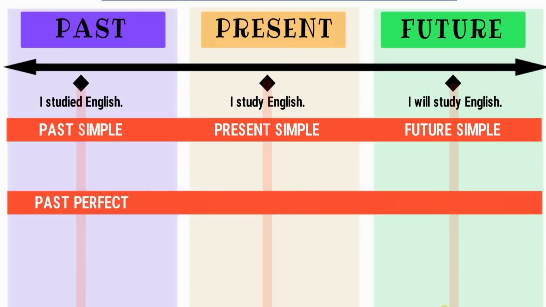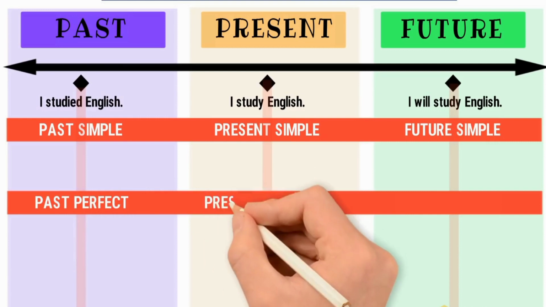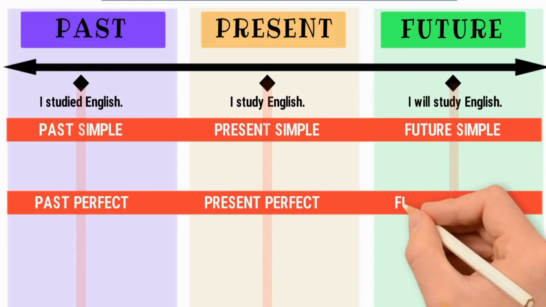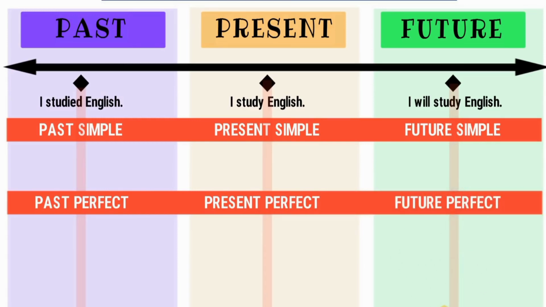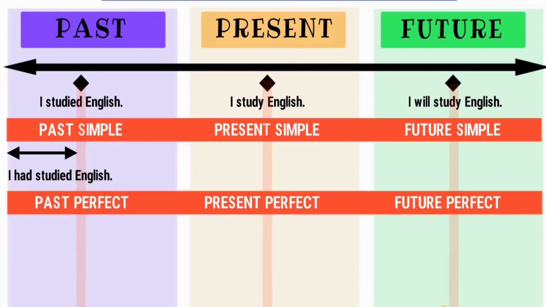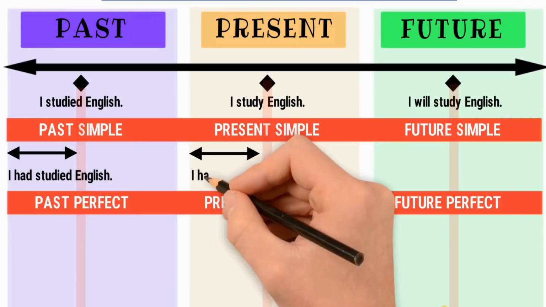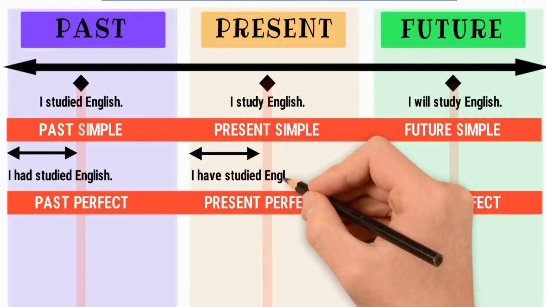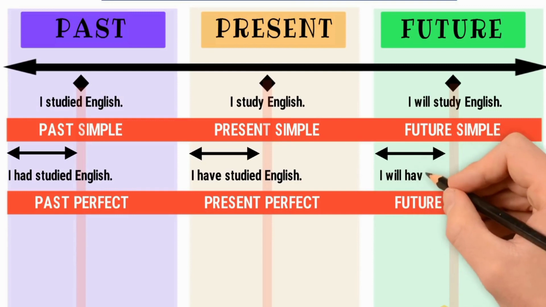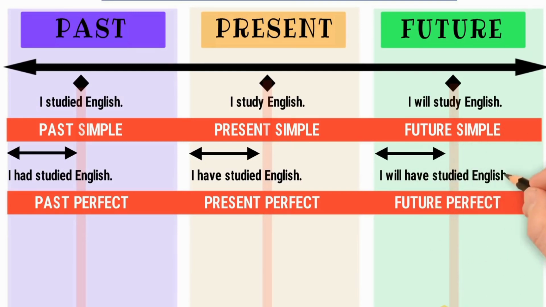Past perfect, present perfect, future perfect. I had studied English. I have studied English. I will have studied English.